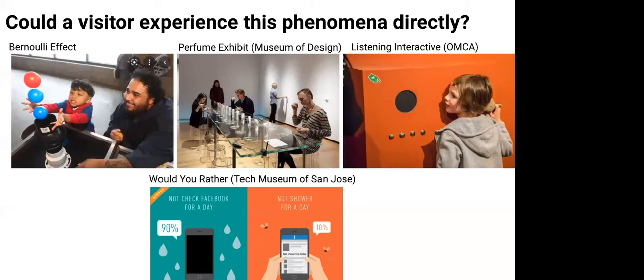Another question is, could a visitor experience this phenomena directly? So again, with that light mixing one, you're mixing the light yourself. Here are a couple of examples of that. This is a Bernoulli blower. I don't know if anyone's ever done physics, but still air and moving air have different pressures, so you can do cool tricks with the ball when there's air coming out of a tube. This is a perfume exhibit at the Museum of Design. They did a lot of work to help people smell and engage with perfumes and perfume components.